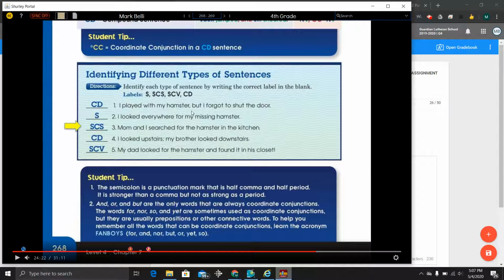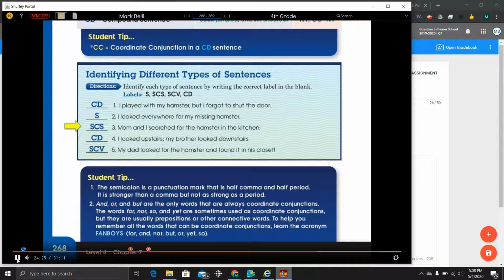You add to it by putting a comma and a coordinating conjunction, and then you have another independent clause: I forgot to shut the door. You combine those two to get one sentence using that conjunction and the comma. Okay? So now on to number 3. Sorry about that. Sentence 3.